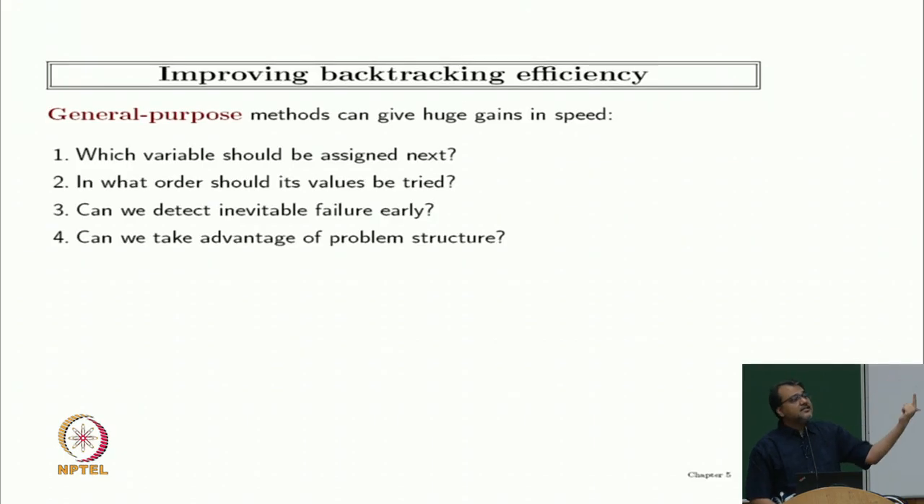Okay. So this completes our story of systematic search. Again, we did 4 things: branching policy on variable, branching policy on value, constraint propagation to detect failure early, and using the problem structure to solve my problem much more efficiently.